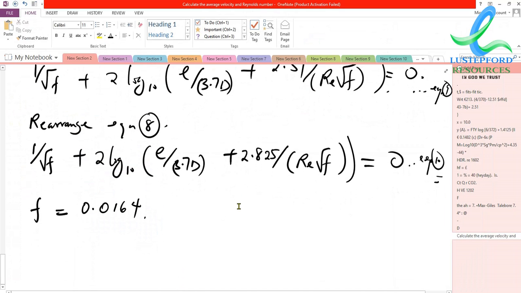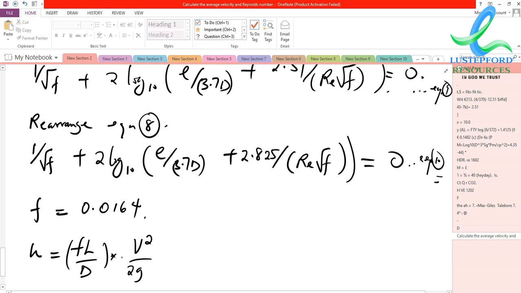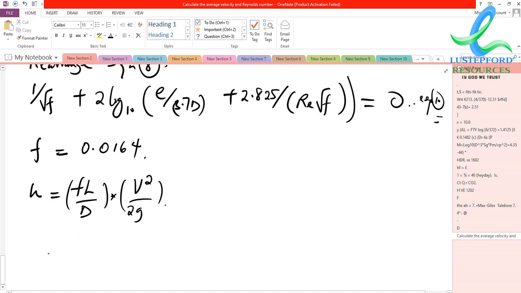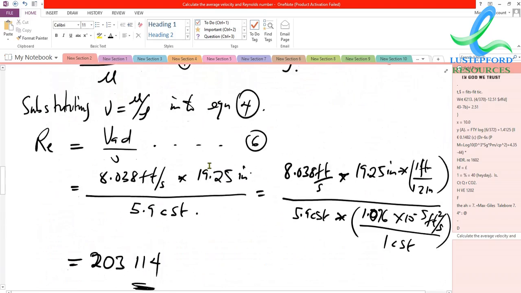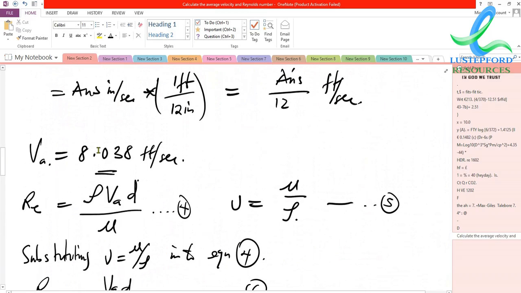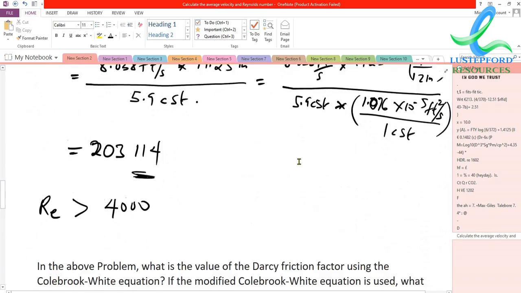0.0164, okay. Now H is the same thing as FL over D times V square all over 2G. So now to calculate this, we have gotten our velocity to be 8.038 feet per second.